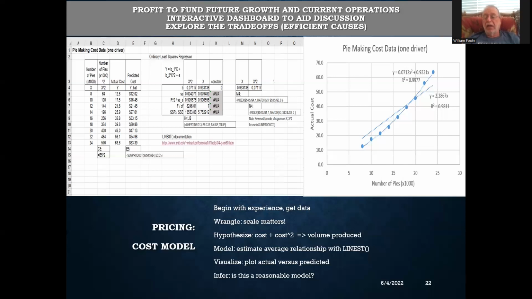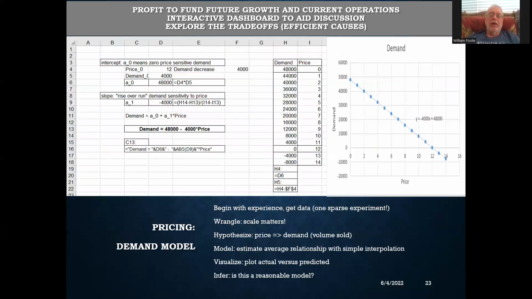So I think I'm going to switch that around. There we go. Linest is a great function. You can check it out. You can also use data analysis, and that's an add-in. Yeah, that's good. It's very good actually. But Linest does everything we need to do, and it's great for production. Visualize, there's a visualization. And we have to ask, is this a reasonable model? The R squared helps with that. So again, just giving an overview of how we're approaching things.